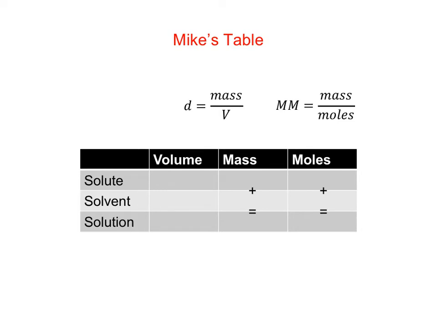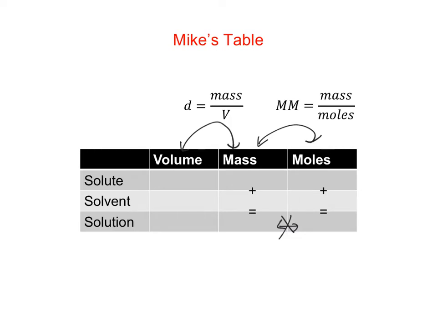If I want to go from the volume of anything to the mass of anything, I know that density relates mass to volume. So we can use the density to go back and forth between those 2 columns. But in order to do that, we have to know the individual densities of the solute, the solvent, and the solution, because they're very often different. And then to go between the mass and the moles, we can do that with molar mass. So we can go from the mass of the solute to the moles of the solute and vice versa, and the same thing for the solvent. Now, we can't go back and forth between the mass and moles of the solution directly, because a solution doesn't have a molar mass. It's a mixture.